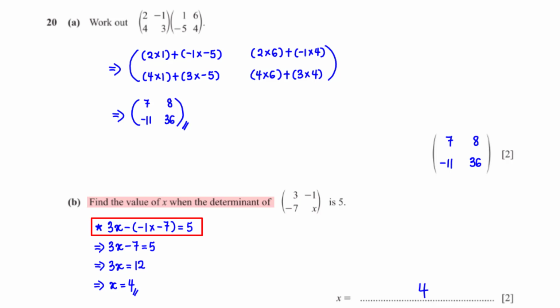Negative 1 times negative 7 is 7. When we add 7 to both sides, we get 3x equals 12. And when we divide both sides by 3, we get x equals 4.